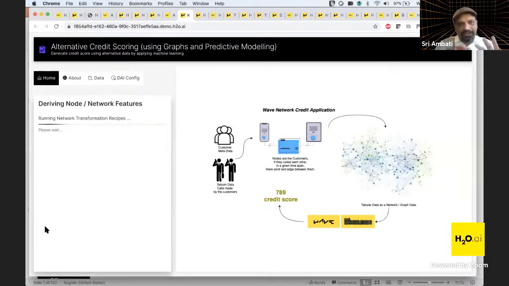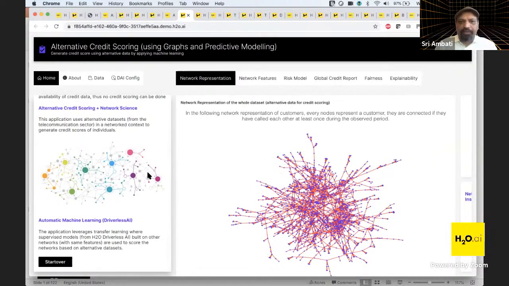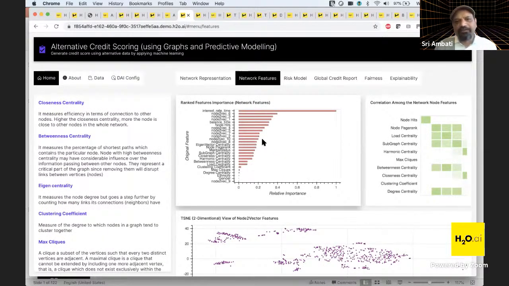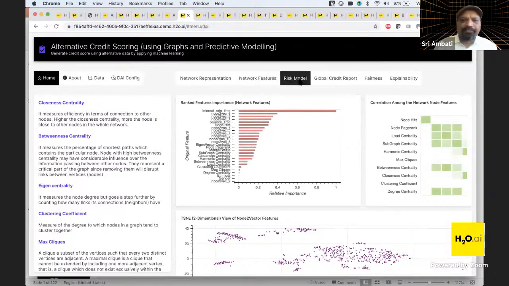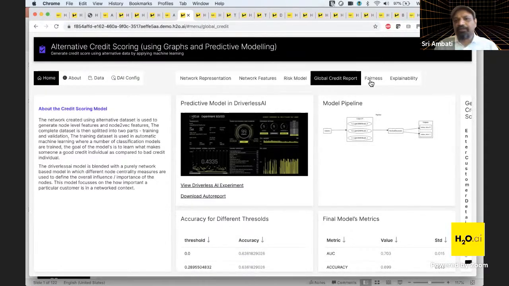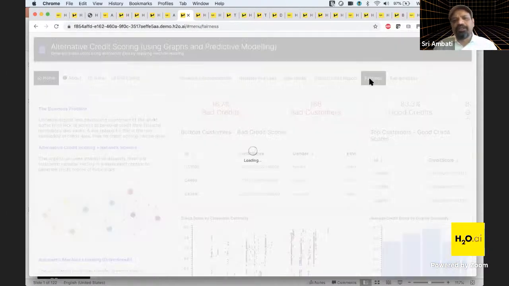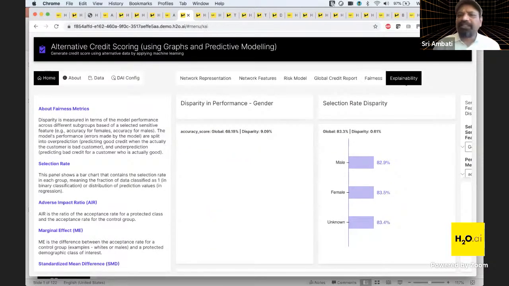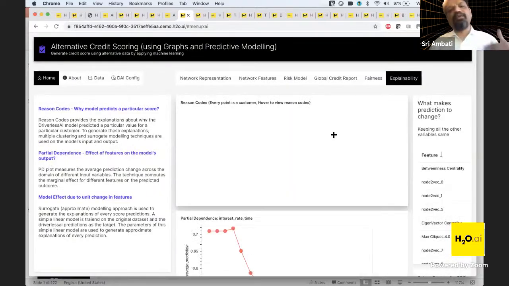Now, of course, most of this is running on the H2O AI cloud, all of it. The problem we are solving in this demo is how you use graph data as a means to understand cell phones and phone conversations, a means to understand credit. The model was built using Driverless AI, and you're able to get the report on the model, how it was built, look at good credit, bad credit, and also fairness, understand gender disparity, and explainability as well, to understand the reason codes behind why.